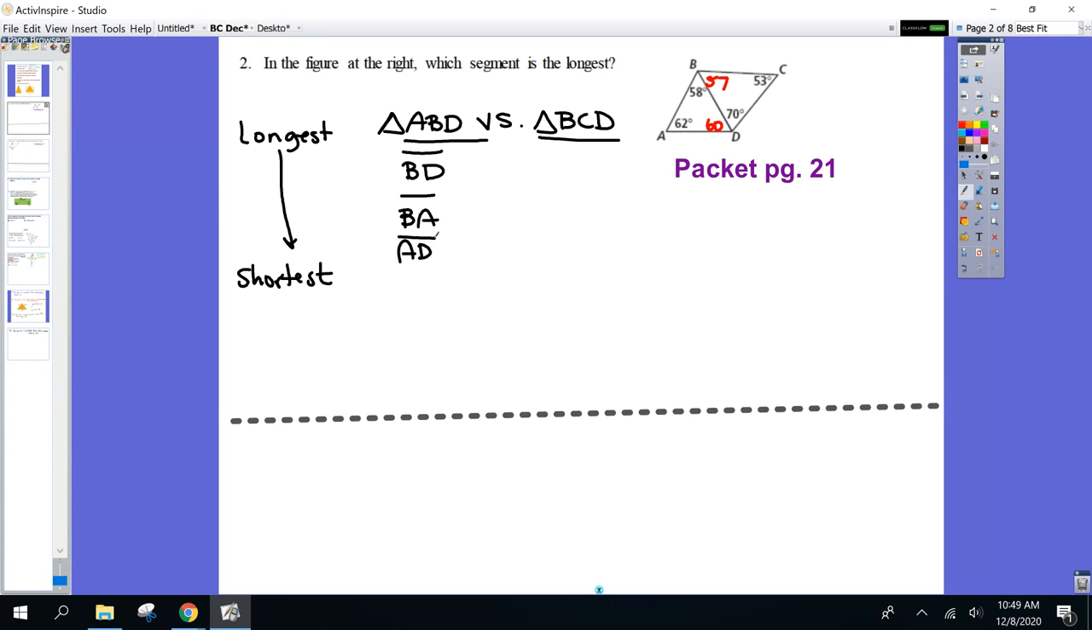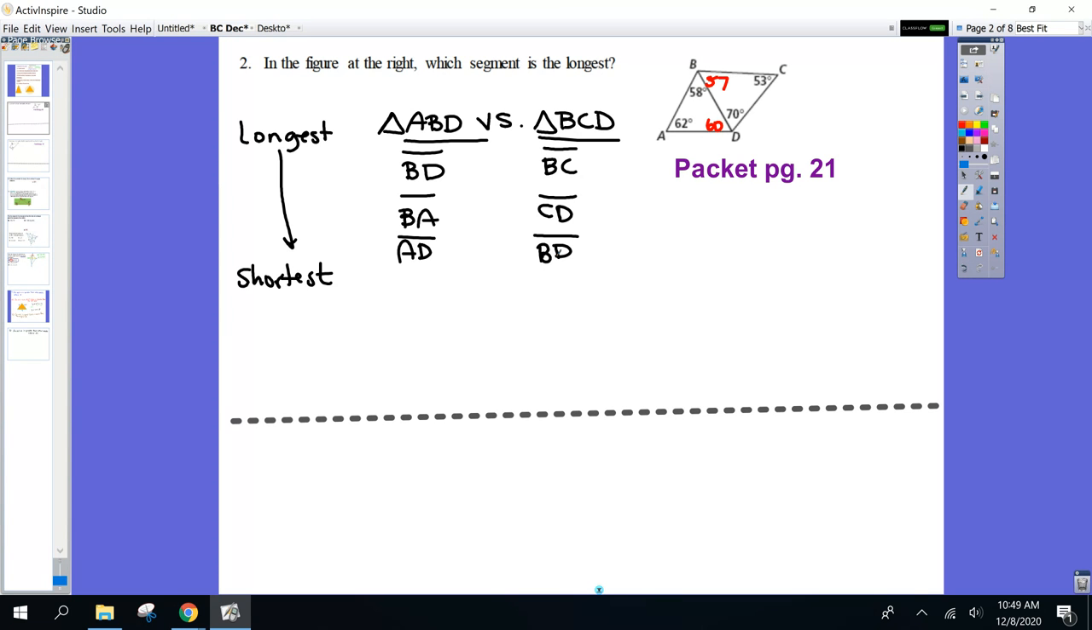Now let's go to triangle BCD. What's the longest side in triangle BCD? BC. Who's got next here? BC. What else here? CD. And the shortest side must be BD, right? All right, let's look at what we have right now.